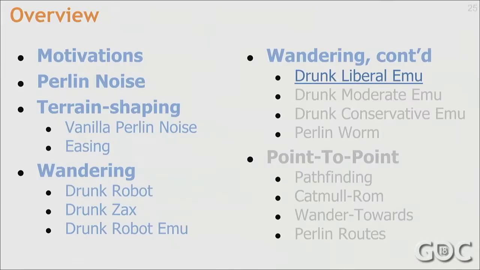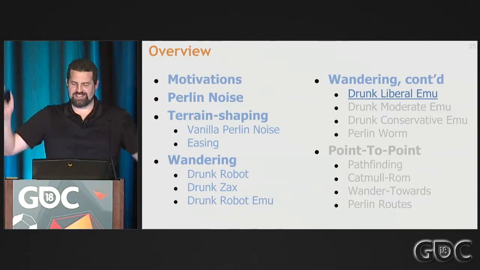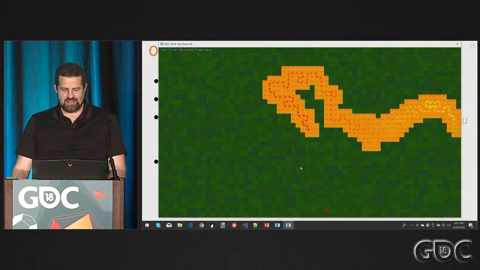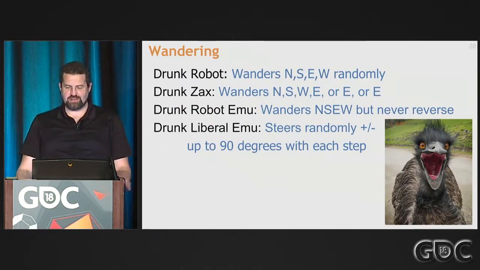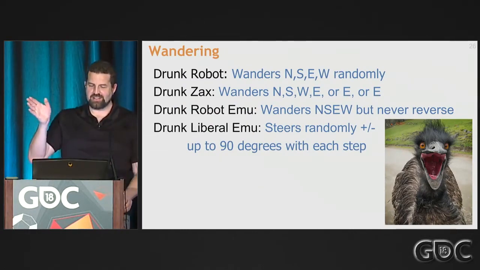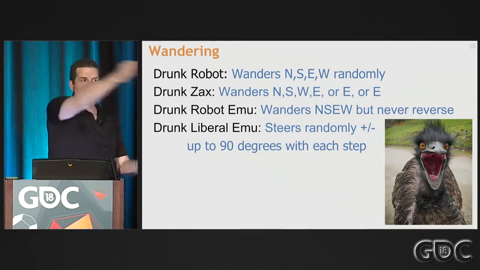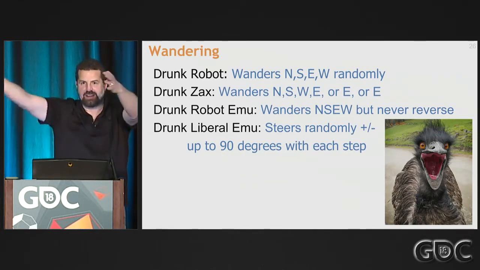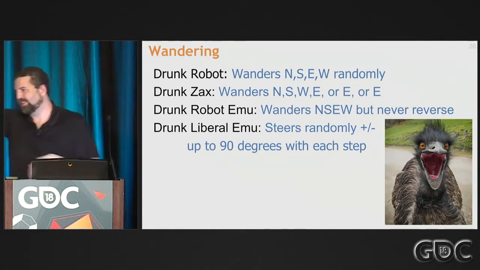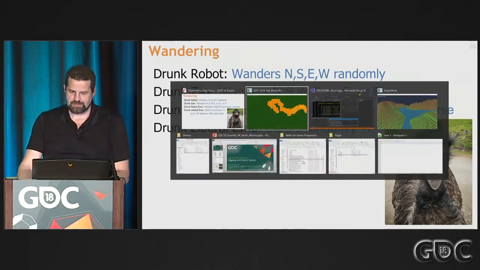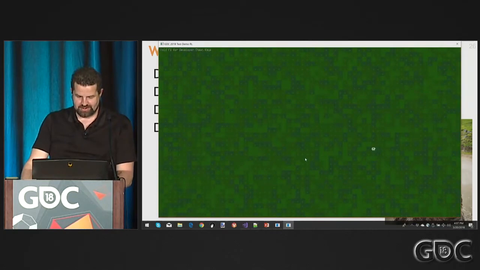Next, the drunk liberal emu. He's no longer a robot, but he's very open to possibilities. So the idea here is he's going to start in some direction, and then with each step, he steers randomly, not just left, right, or straight, but anywhere in this plus or minus 90. So he's going to take a step here, and then go that way, and then take a step here. So now he's sort of organic off-grid. I think this is him.